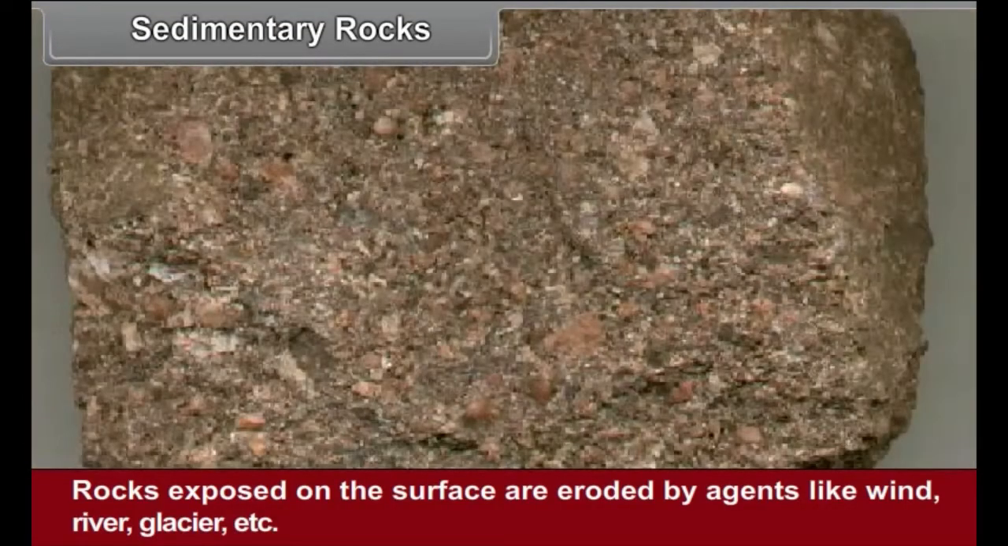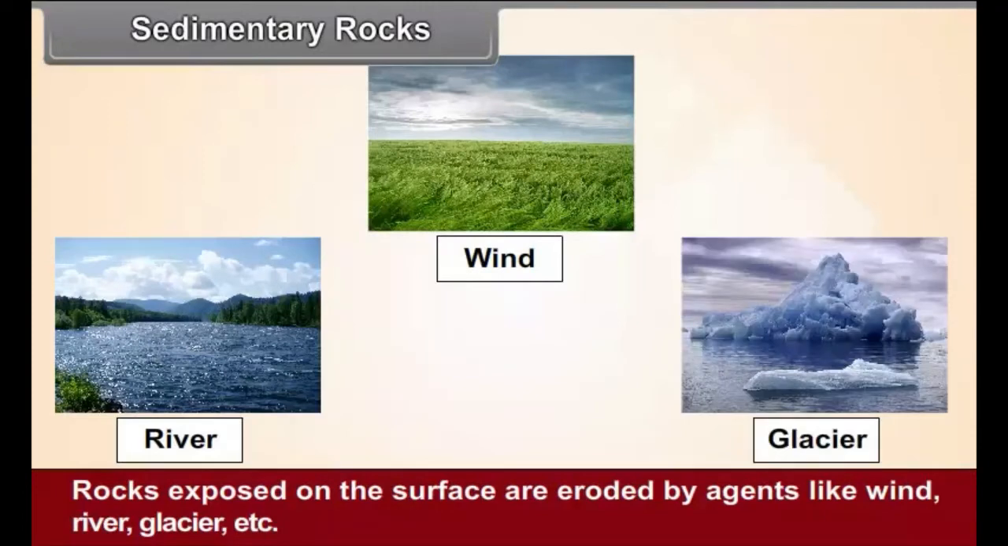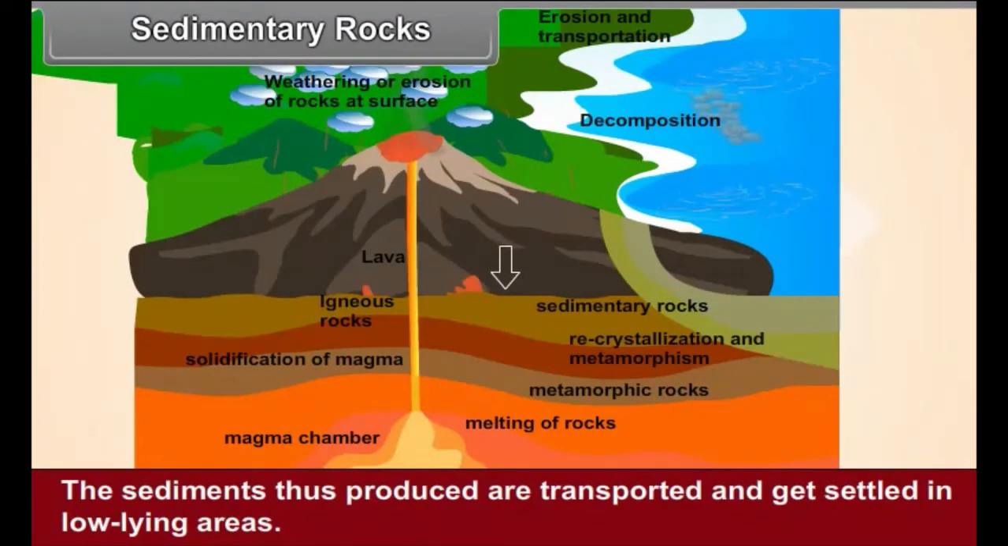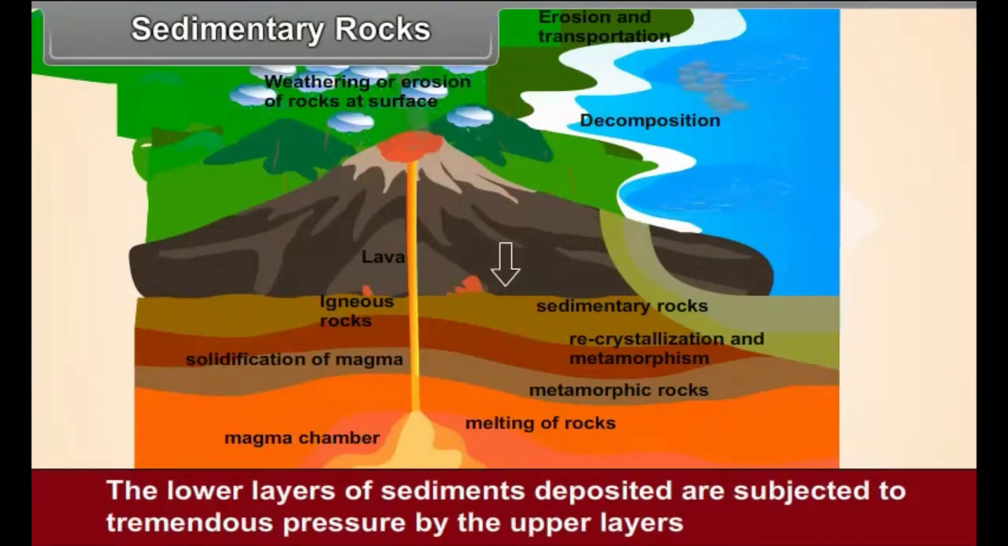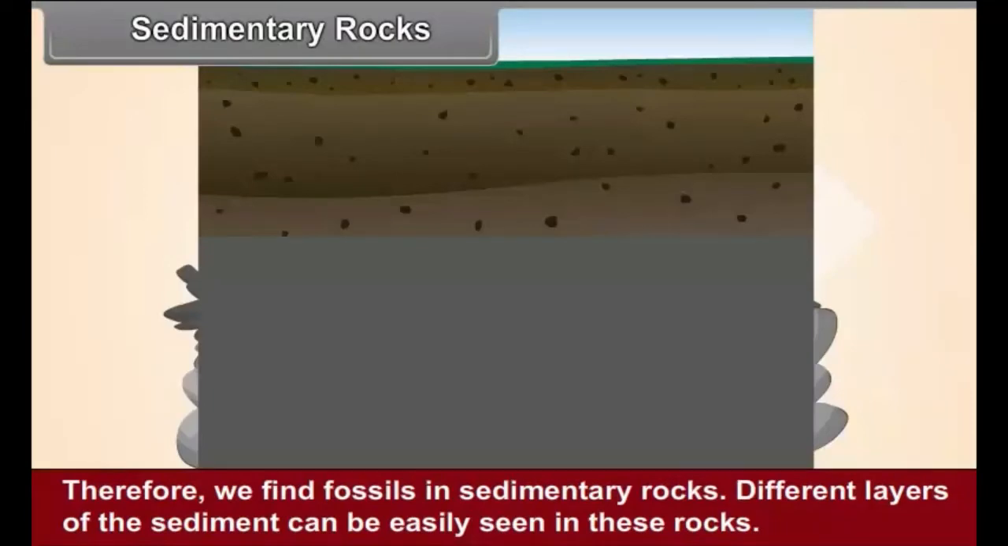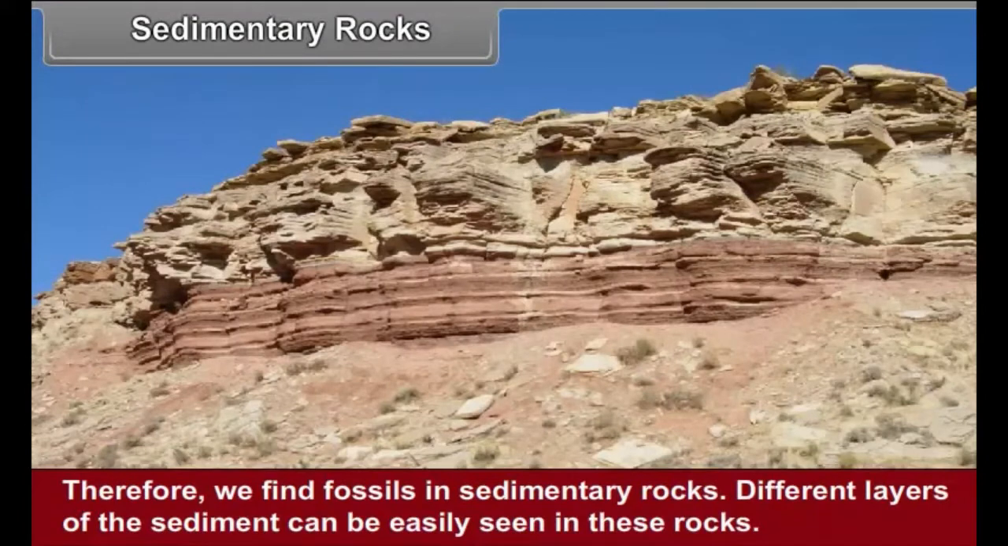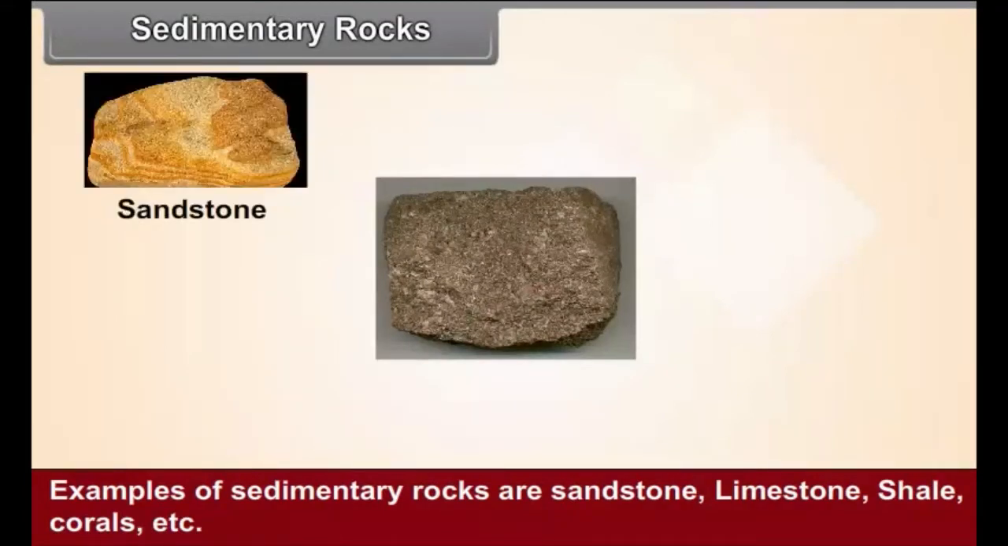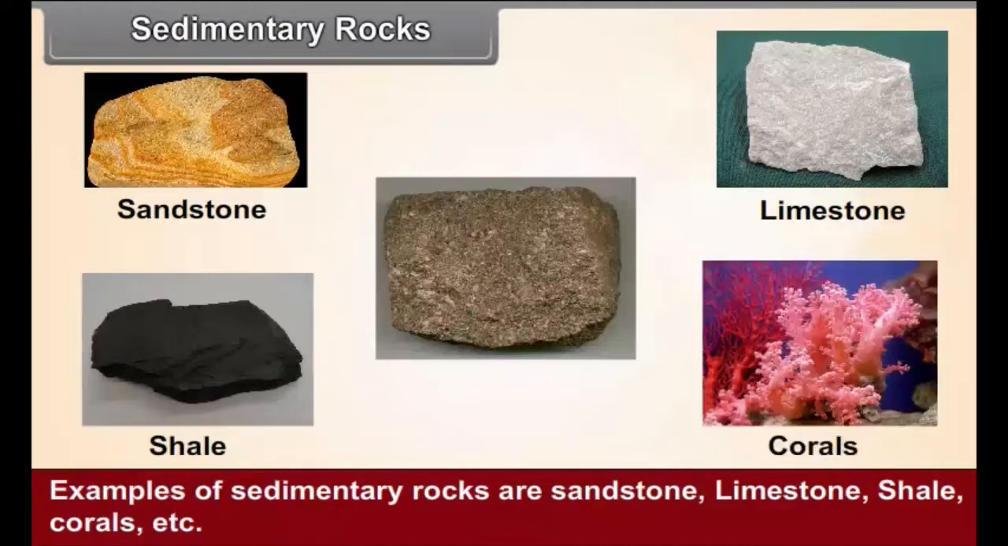Sedimentary rocks. Rocks exposed on the surface are eroded by agents like wind, river, glacier, etc. The sediments thus produced are transported and get settled in low-lying areas. The lower layers of sediments deposited are subjected to tremendous pressure by the upper layers and sedimentary rocks are formed. While the layers of sediments are getting deposited, the remains of dead animals or plants also get buried in these layers. Therefore, we find fossils in sedimentary rocks. Different layers of the sediment can be easily seen in these rocks. Examples of sedimentary rocks are sandstone, limestone, shale, corals, etc.